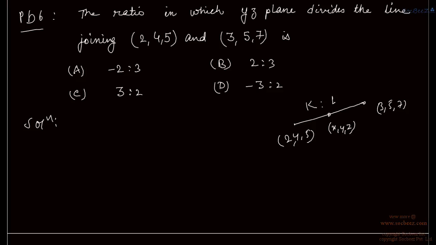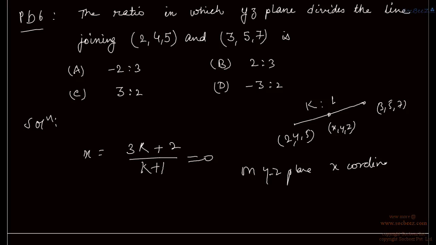Let us find the x coordinate of the point which is divided in the ratio k:1. So x is given as 3k plus 2 by k plus 1. This must be 0 because this is actually the YZ plane. So on YZ plane, the x coordinate is 0. Fine. So this must be 0, so k must be equal to minus 2 by 3. So the ratio is minus 2:3. Option A is correct here.